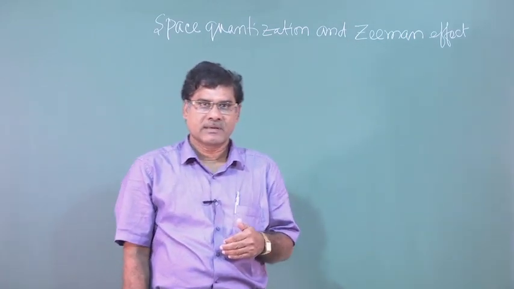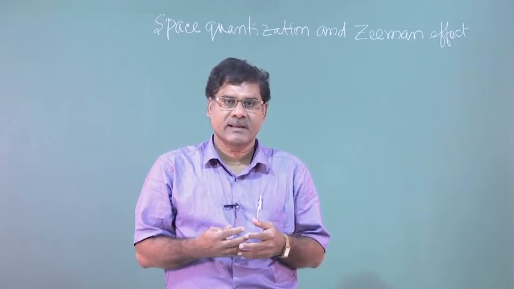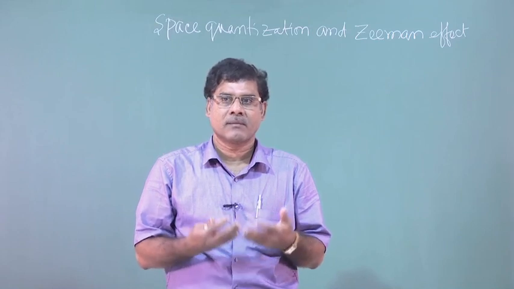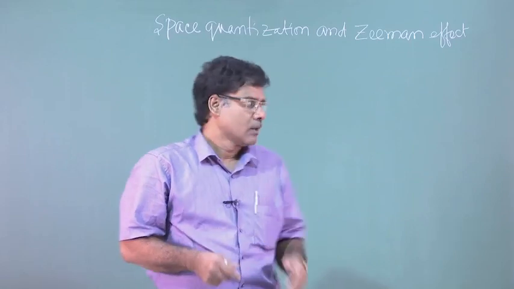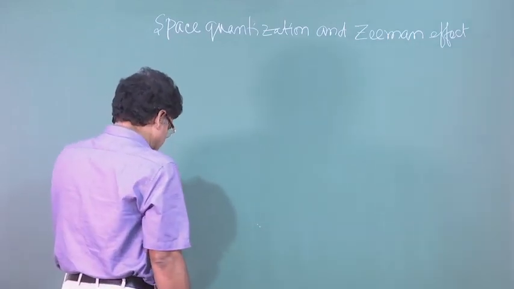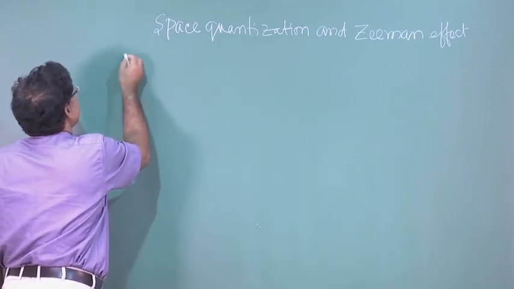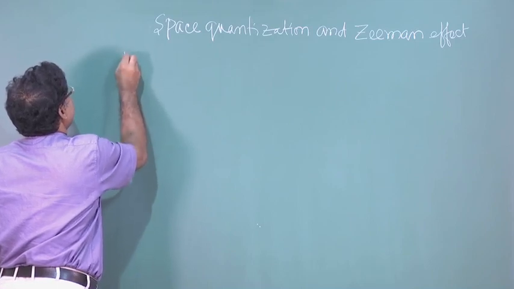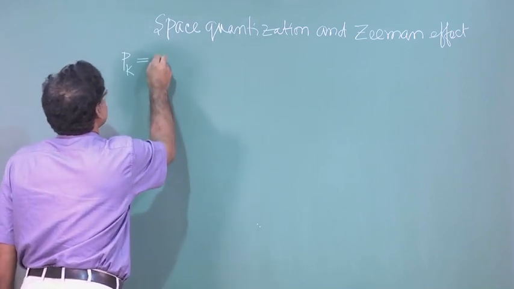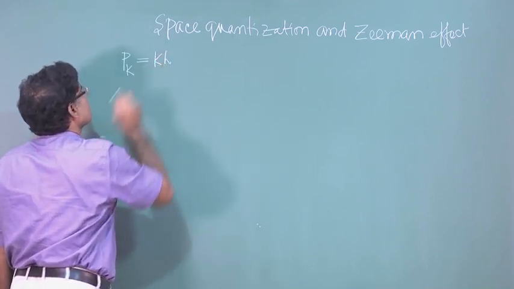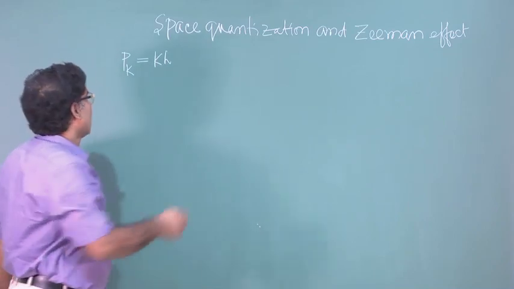So, it seems there are more lines, meaning more splitting of energy levels. So, we need more quantization, or another quantum number. So, so far what we have seen is Pk, that is k h cross, the angular momentum. And what is that?